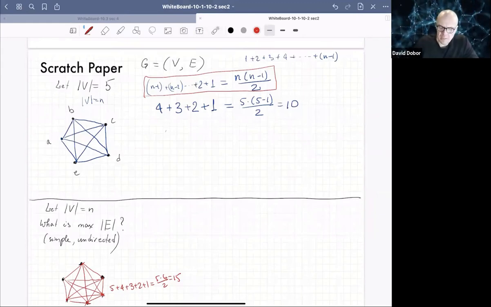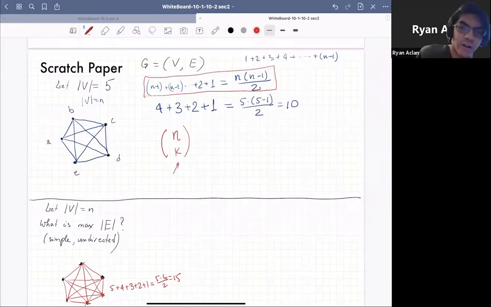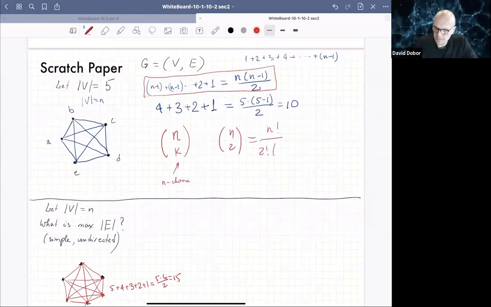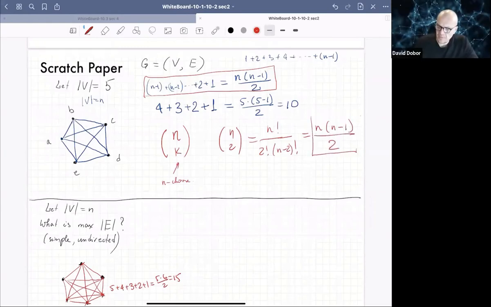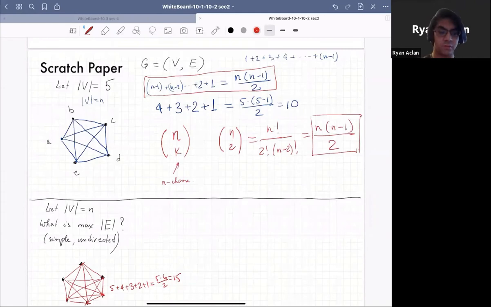How did you denote this? Like n choose k? Yeah, I was going to say it's n choose 2, and so it's n factorial over 2 factorial times n minus 2 factorial. Exactly right. And that simplifies to what? N times n minus 1 over 2. Exactly. So if you wanted to think about it that way, you would have gotten exactly the same answer, which is exactly the same as that.